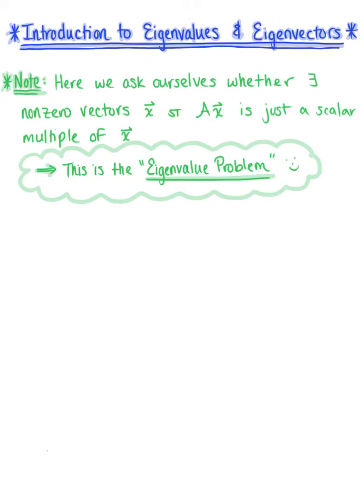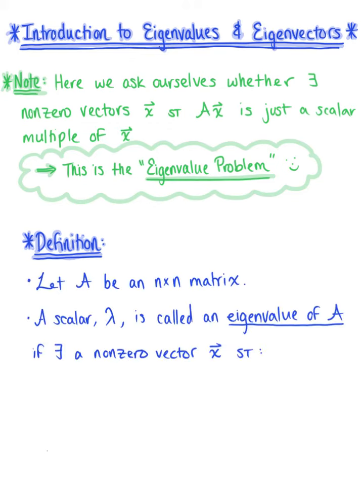So to begin, let's consider the following definition. We want to let A be some n by n matrix. Now, a scalar, lambda, is called an eigenvalue of matrix A if there exists a non-zero vector x such that the following holds true. So we can say that lambda is an eigenvalue of matrix A if the equation matrix A times vector x equals lambda times vector x has a non-trivial solution.